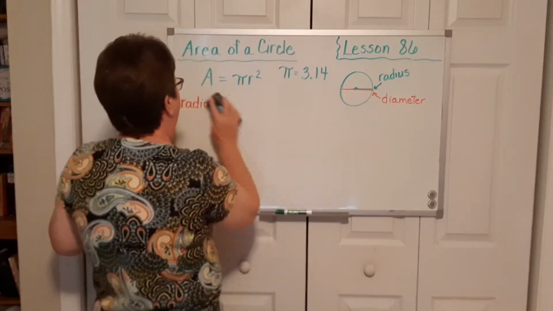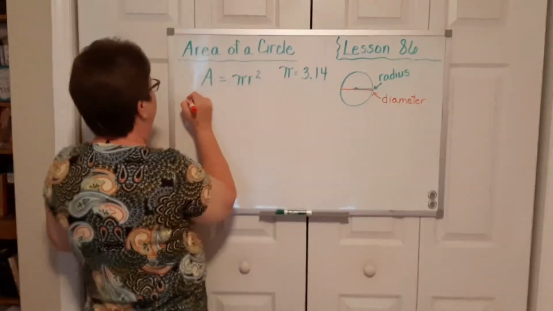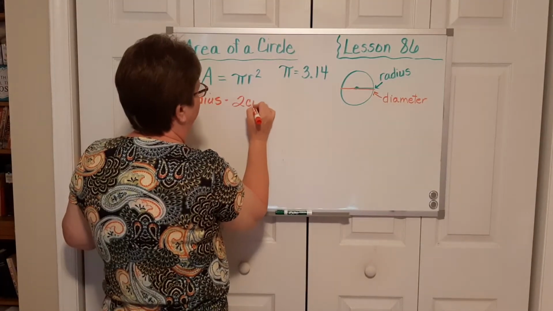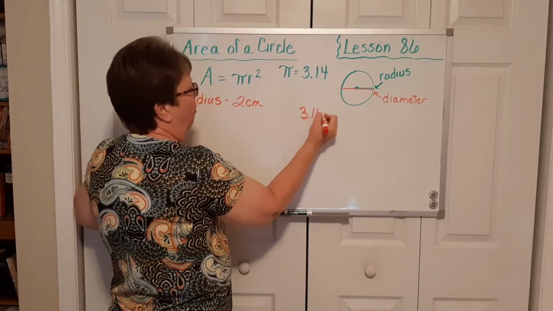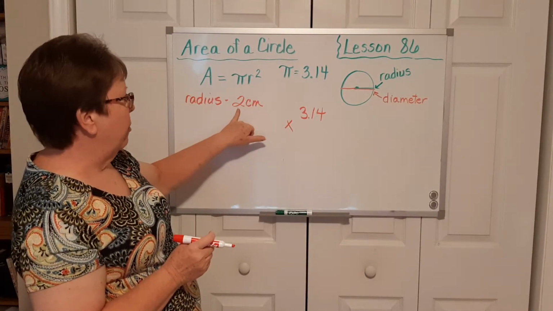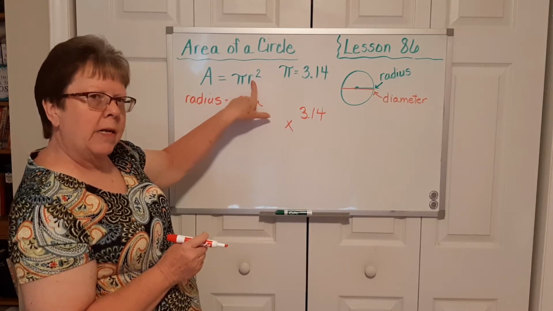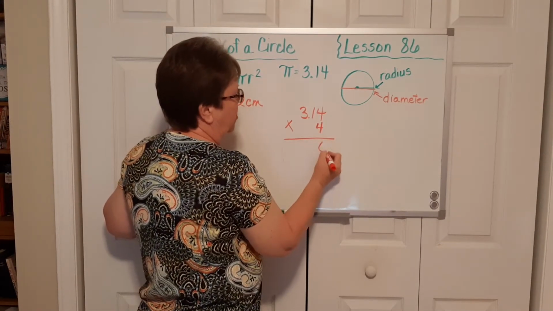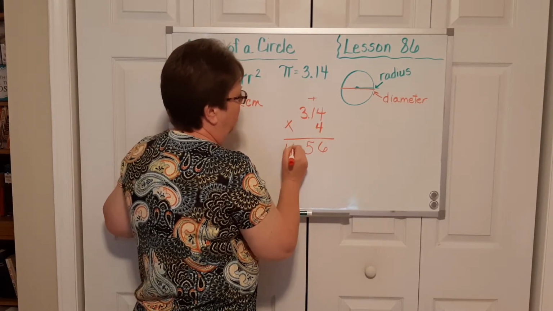Let me give you another one. Let's suppose we have a radius this time of 2 centimeters, and I want you to find the area. We know we're going to take pi, which is 3.14, and multiply it by the radius squared. Since the radius is 2 centimeters, the little 2 means you multiply the radius by itself. So 2 times 2 is 4, and 3.14 times 4: 4 times 4 is 16, carry the 1. 4 times 1 is 4, plus 1 is 5. And 3 times 4 is 12.